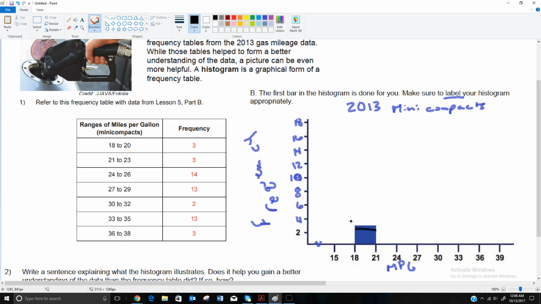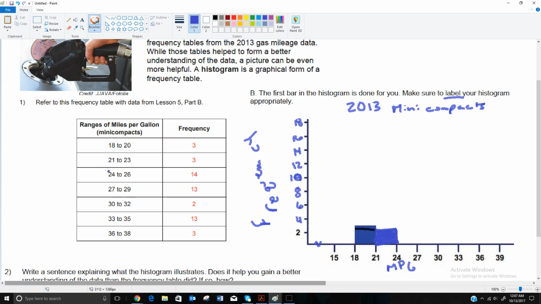So now if we continue like that, then our next one is going to be the 21 to 23, and it's also going to be 3 high. So I'll make that one where I think it should have been. So now with a histogram, we typically will put these bars. They don't have to be filled in, but a lot of times they are filled in. So if we fill this in, there's our first bar for 21 to 24, or our second bar, first one we did, for 21 to 24 miles per gallon.